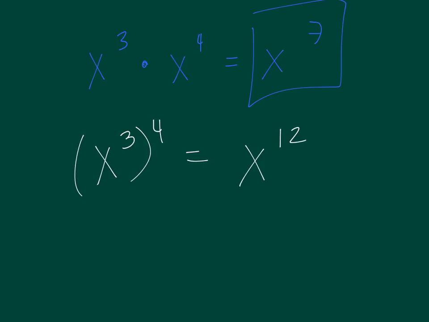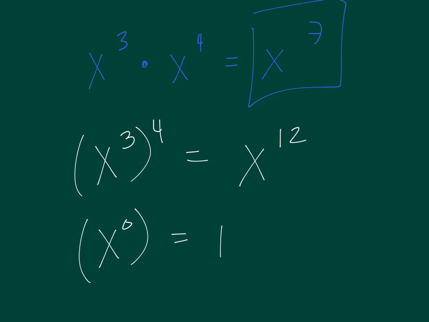What else? What were the other rules? We did like 2 or 3 rules. Anything to the 0 is? Good. Always. Anything to the 0 is always 1. I feel like there was one more rule that we had also.